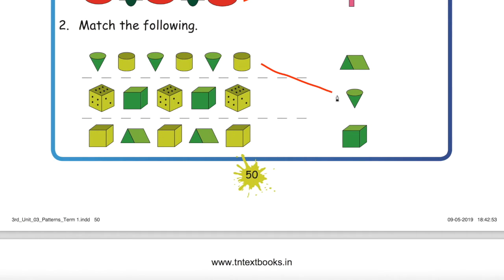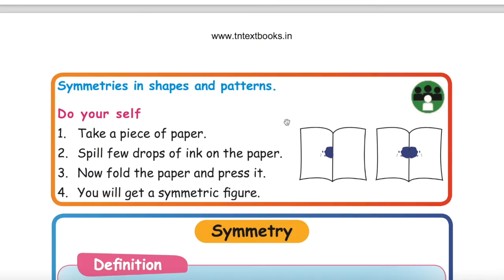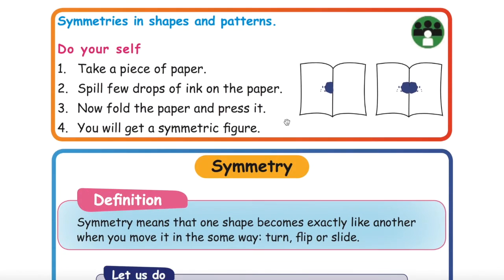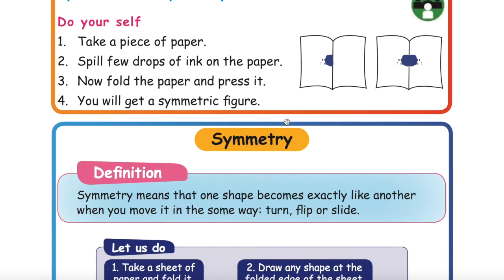Match the following. After this, cone has to come. What about after this? After this has to come the cube without dots, and this tent has to come. Right. Symmetries in shapes and patterns: do it yourself.